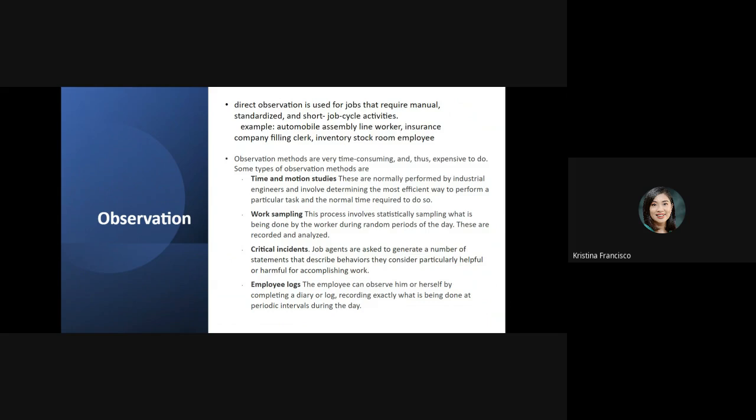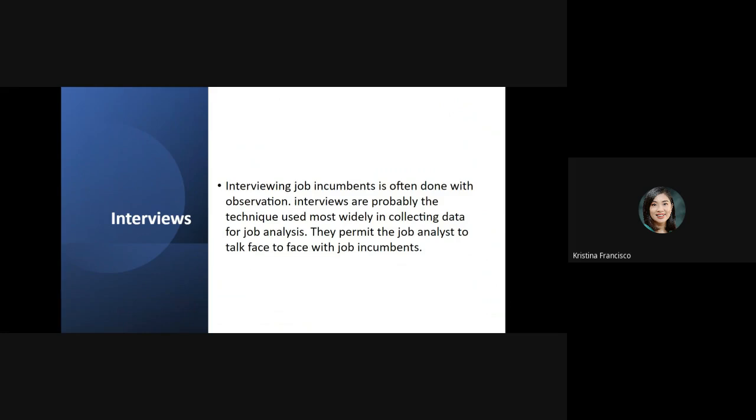So alam naman na natin how do we do observation. Punta ka doon, observe kung ano yung ginagawa nila. You're going to write what you have observed, what you have seen, and yun na yung observation. So again, sinabi natin that if you choose this kind of method, it will consume a lot of time and even be costly. Next, we have interviews.